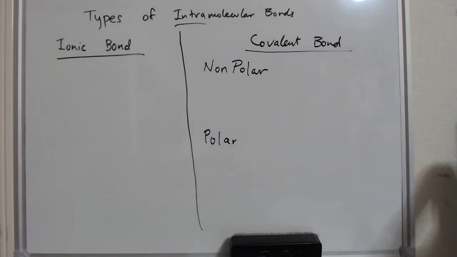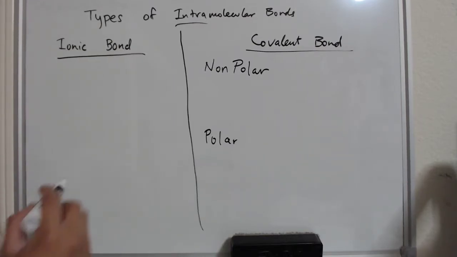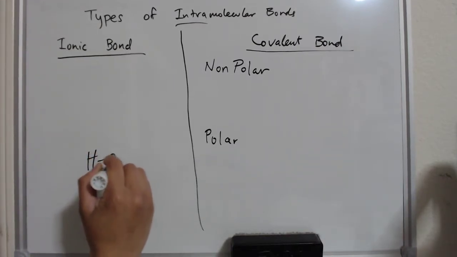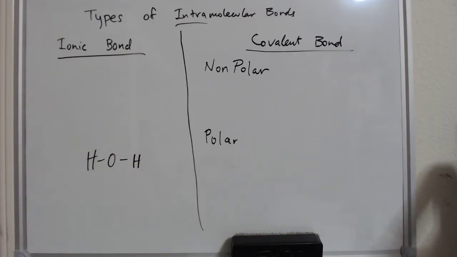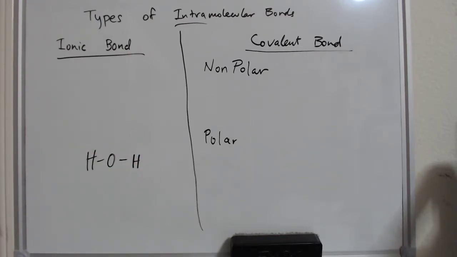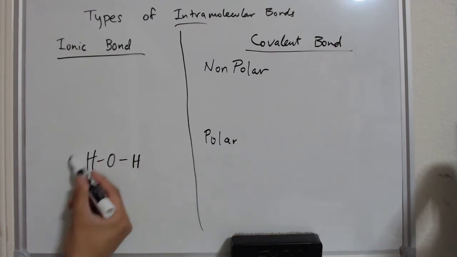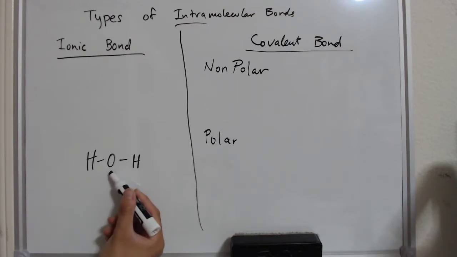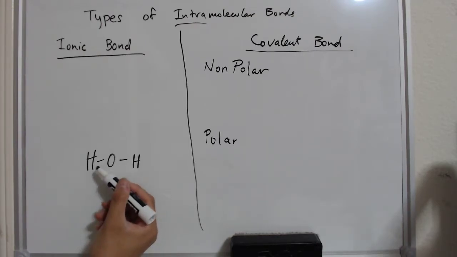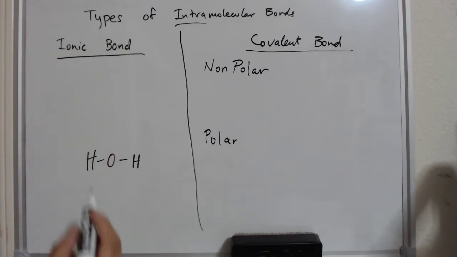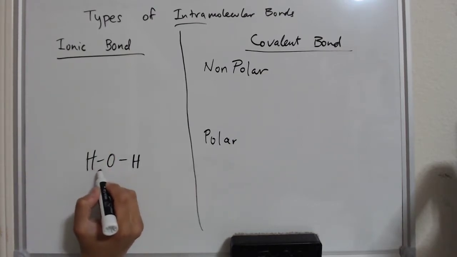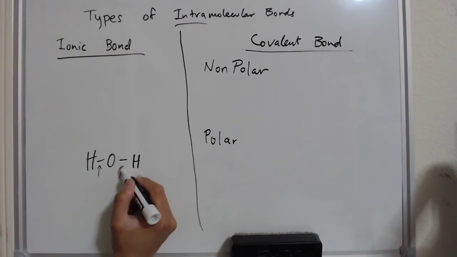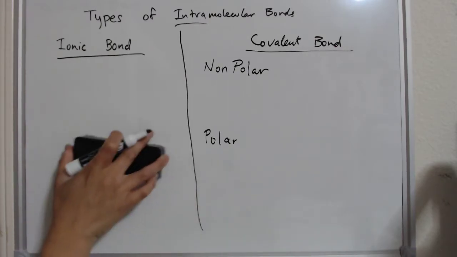This video will be about intramolecular bonds. And if you don't know what an intramolecular bond is, let's take water for example. We know water has hydrogens and oxygen, two hydrogens and one oxygen. So the atoms within water, the hydrogens and the oxygen, are bonded to each other. This kind of bond is called intramolecular, which is the bond between the atoms in a molecule. So this is an intramolecular bond, and that's an intramolecular bond.